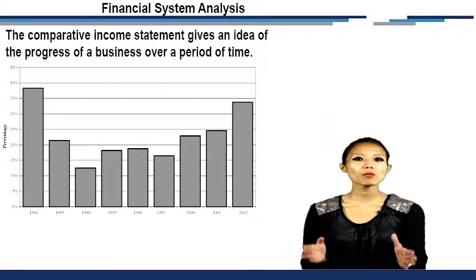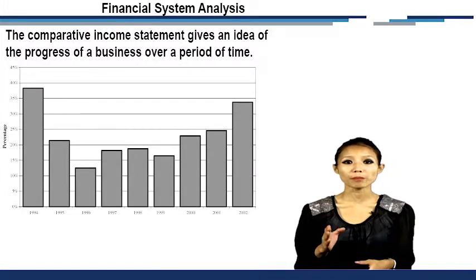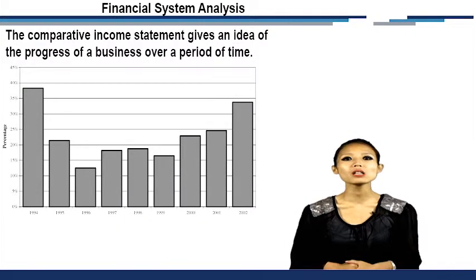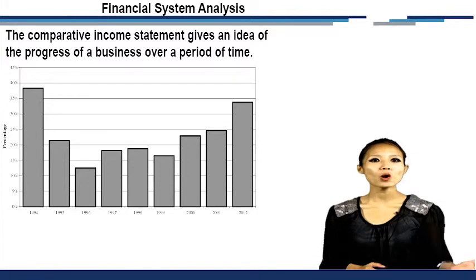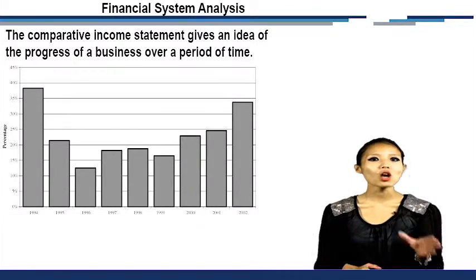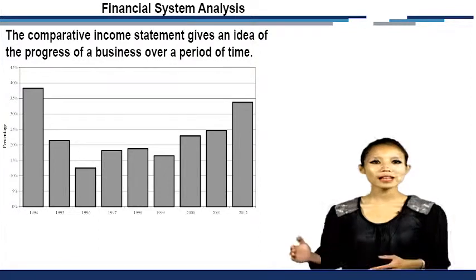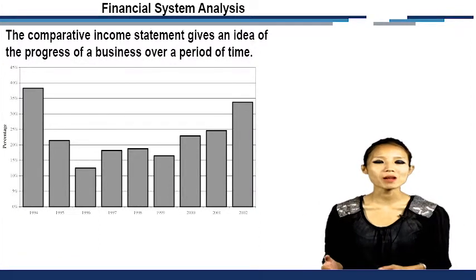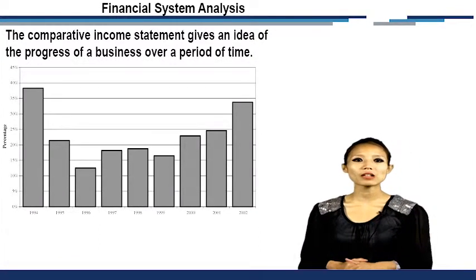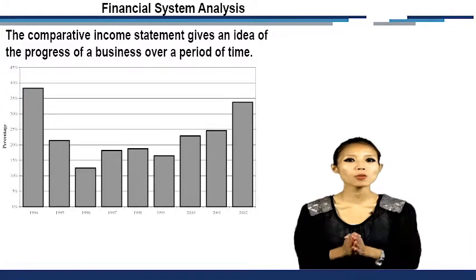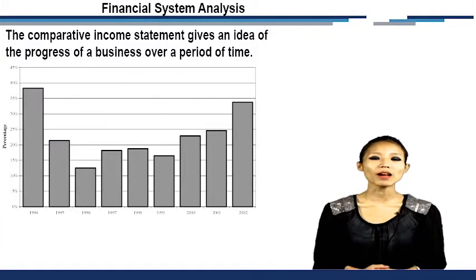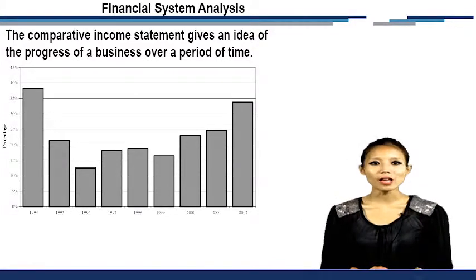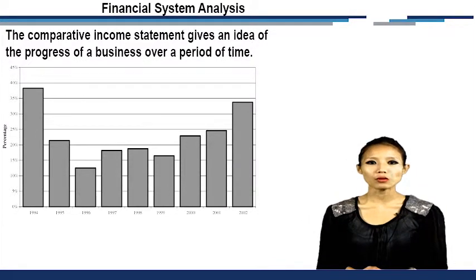The income statement provides a result of the operations of a business. This statement traditionally is known as trading and profit and loss account. Important components of income statement are net sales, cost of goods sold, selling expenses, office expenses, etc. The comparative income statement gives an idea of the progress of a business over a period of time. The changes in money value and percentage can be determined to analyze the profitability of the business.